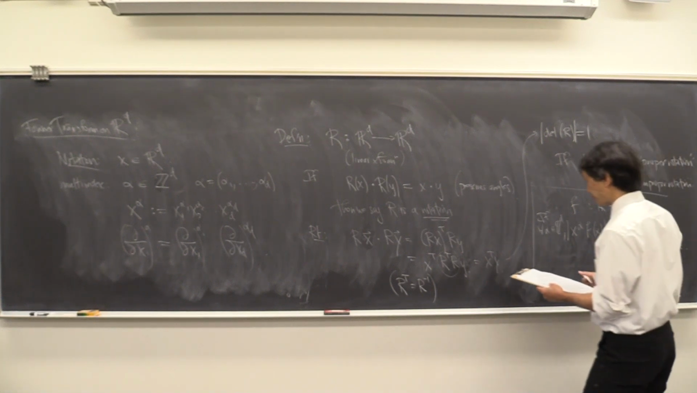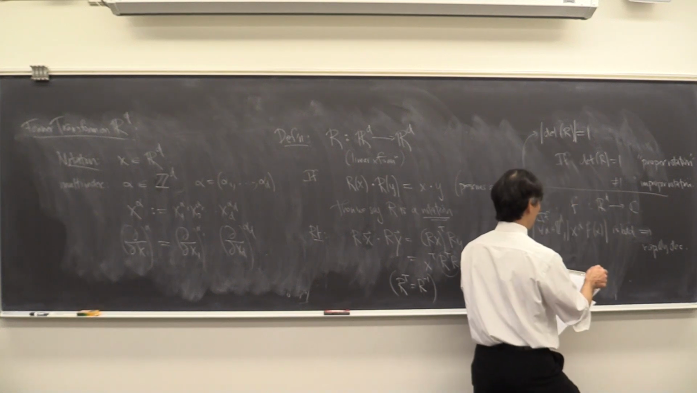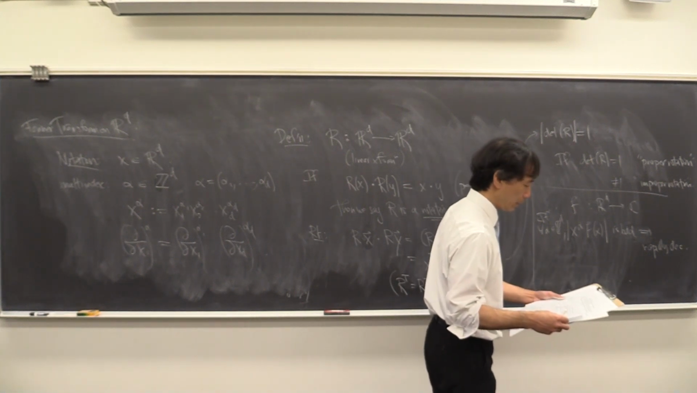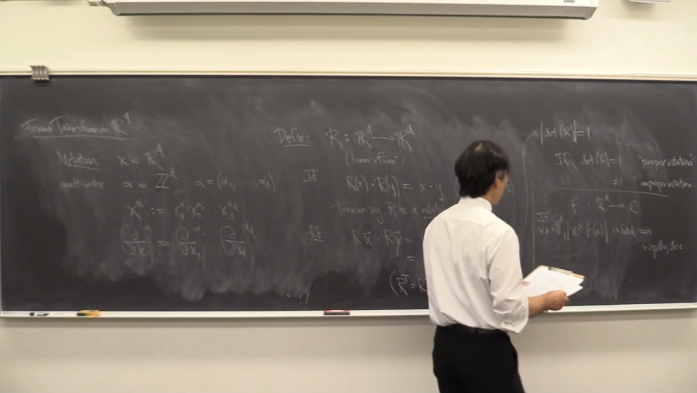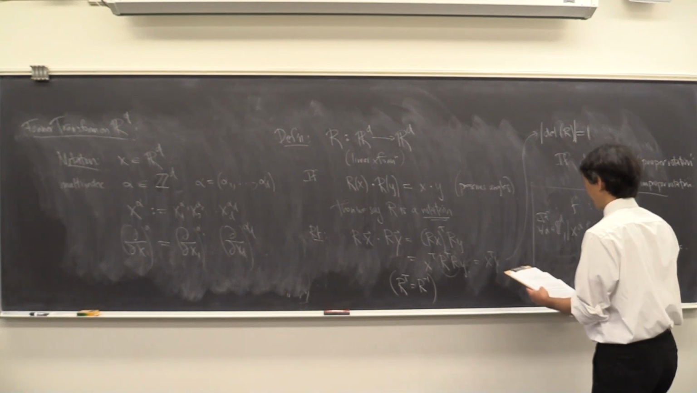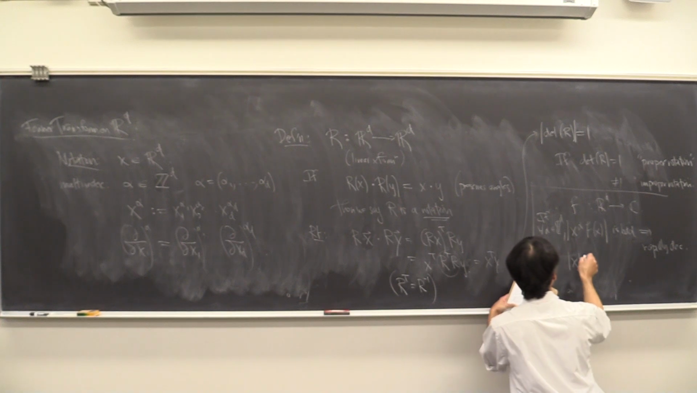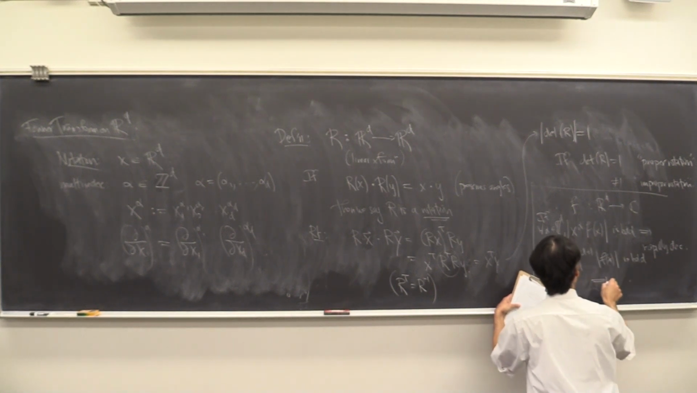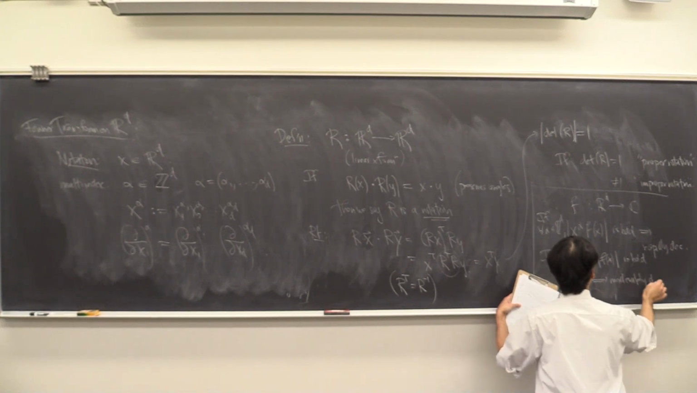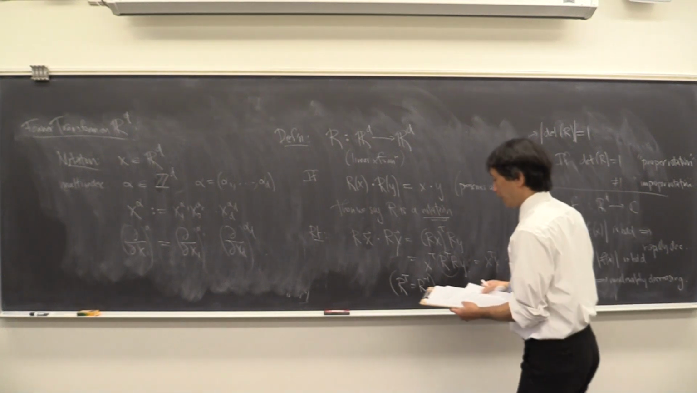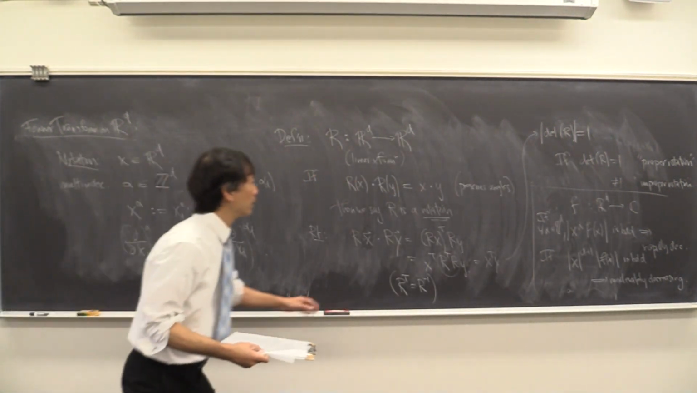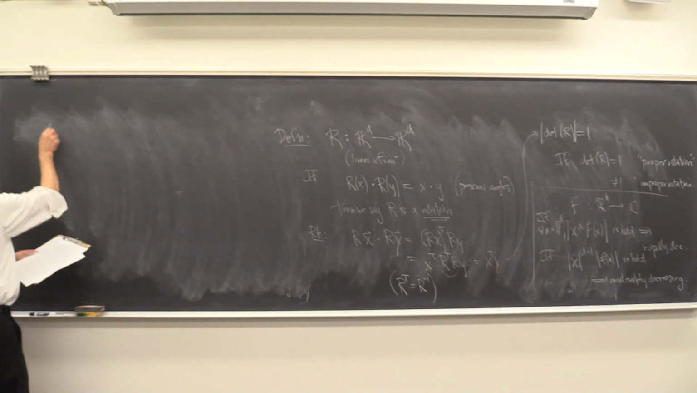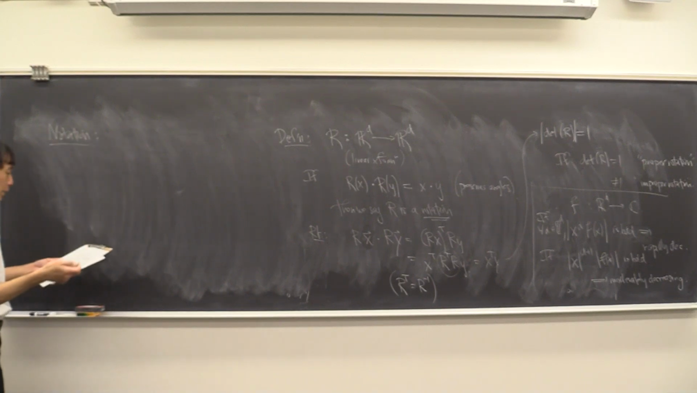Right? If the absolute value of |x|^(d+1) f(x) is bounded, then we call it moderately decreasing. Okay. More notation.